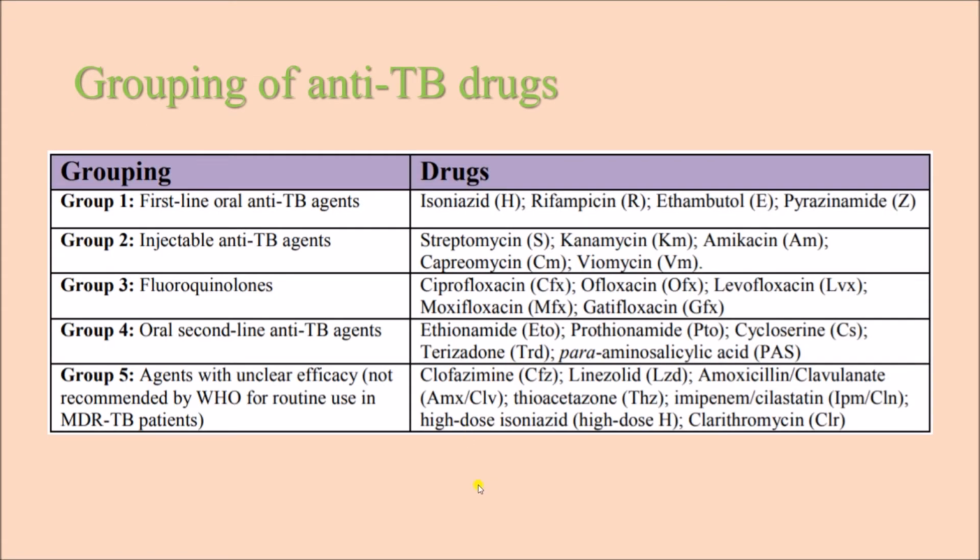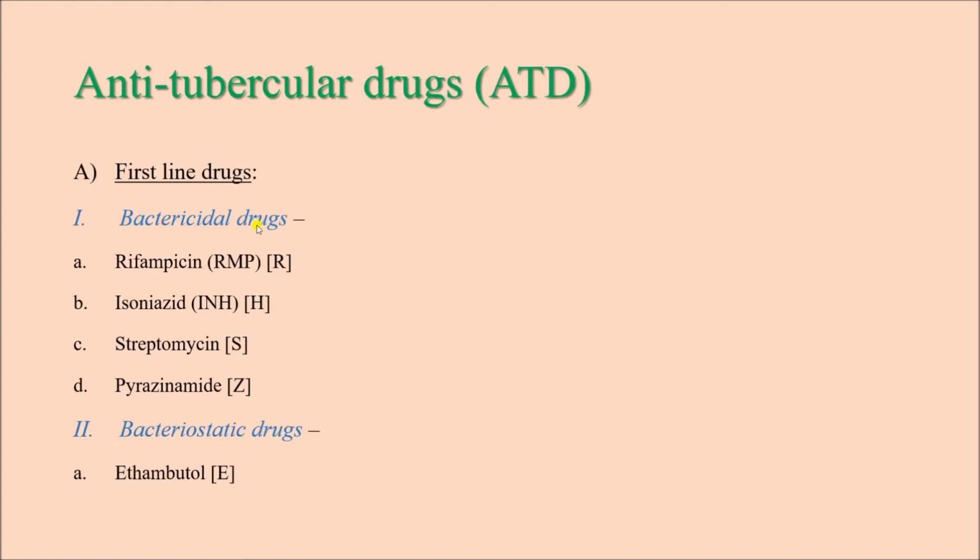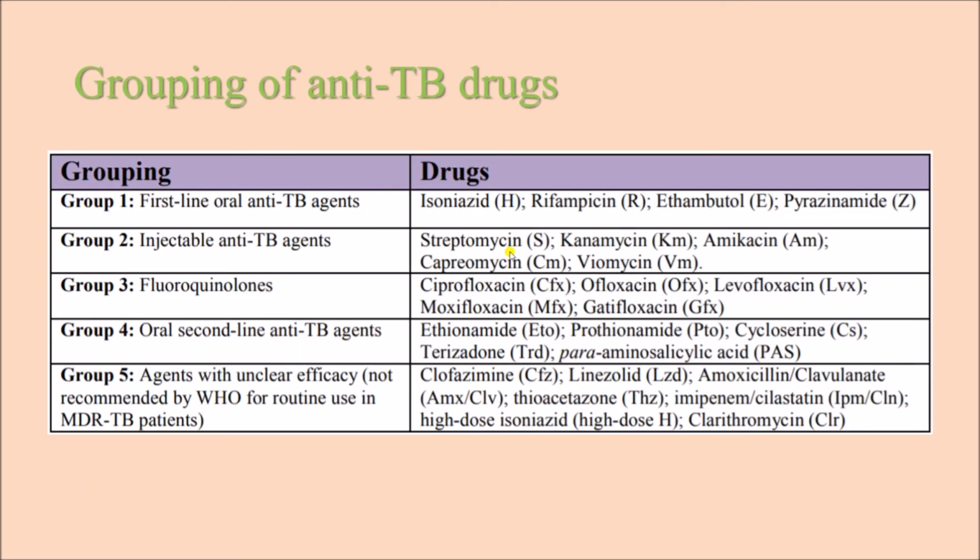We can group the anti-tubercular drugs like this. So the first group is the first line oral anti-tubercular drugs. So H, R, Z and E. Remember streptomycin, which is one of the bactericidal drugs, is given as an injectable. So it is an injectable preparation, it is not given orally. And also in the recent regimen, streptomycin has been omitted. So we do not give streptomycin anymore as first line management.